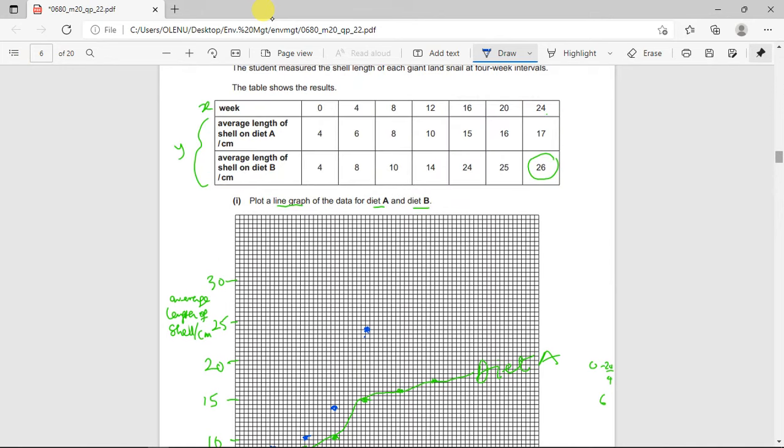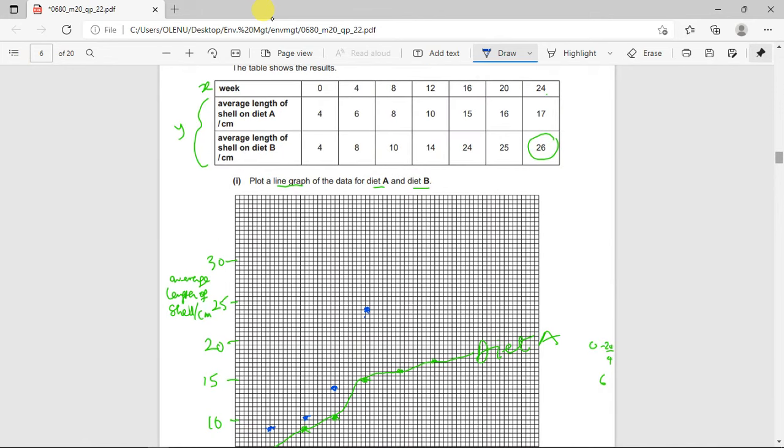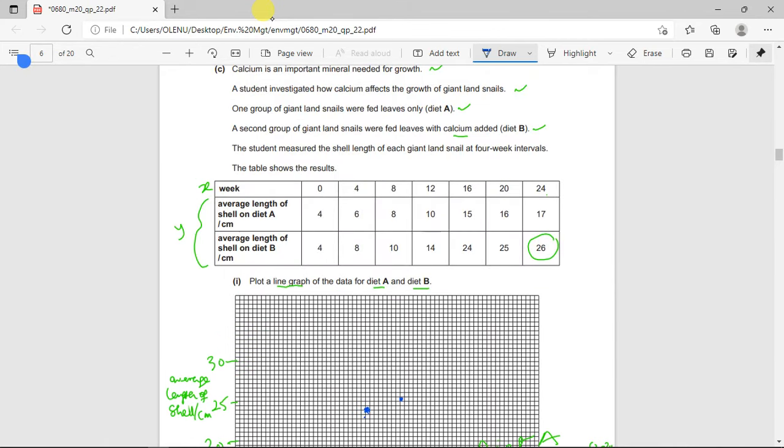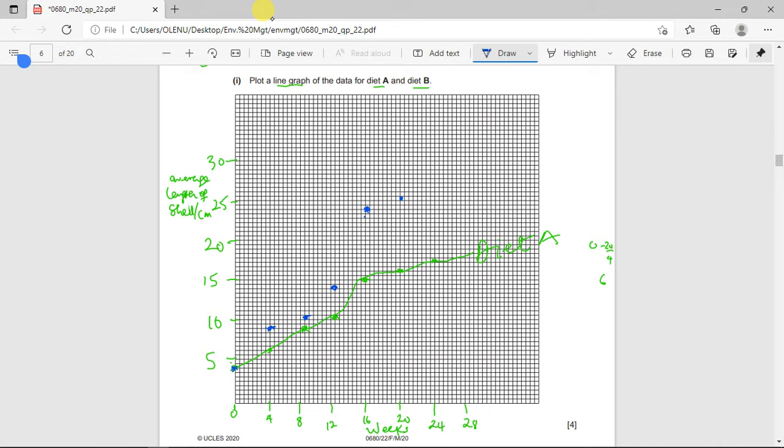At 20 is 25. And at 24 it is 26. At 24 it is 20. 25 is 26. So this is diet B. That's all for the 4 marks.